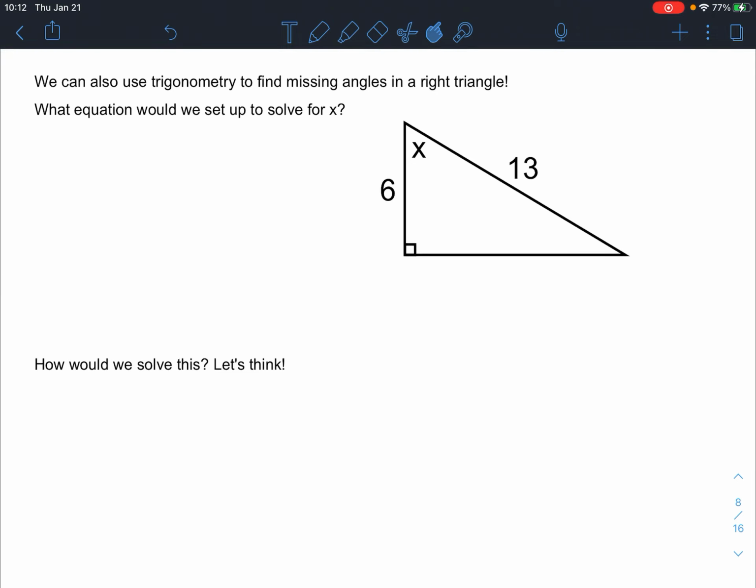All right, now we can learn the second part of this section as well, which is trying to find the angles. So we can use trig to do that as well. Looking at this picture, what equation would you set up for solving x? So here's the angle. Looking at the angle, 13 is the hypotenuse, and 6 is the adjacent leg to x. So adjacent leg and hypotenuse, we're going to use cosine. So our equation would be cosine, then following the trig function is the angle. The angle here is x equals the adjacent leg over the hypotenuse.